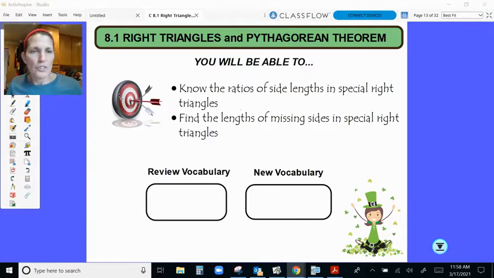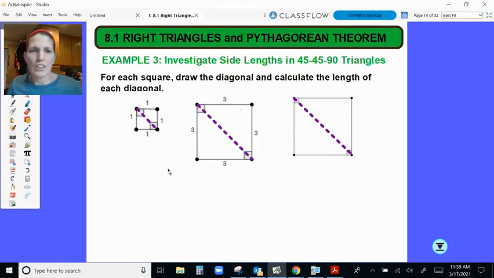Hello, welcome back to geometry. We're going to do our second day of 8.1 special right triangles today. So these are still right triangles, but instead of using the Pythagorean theorem, we're going to learn a couple of shortcuts.